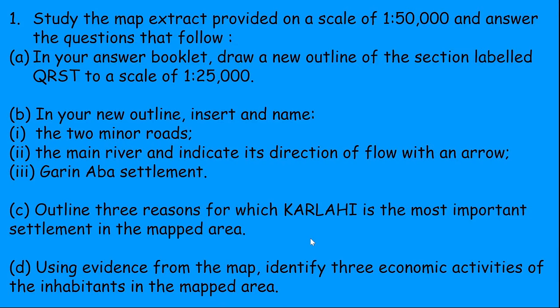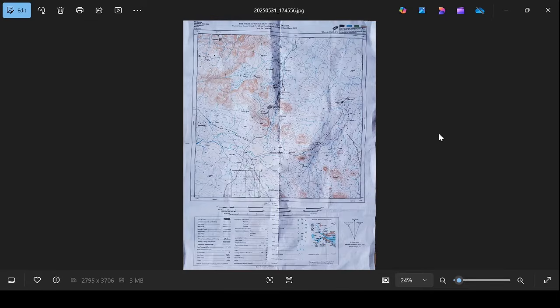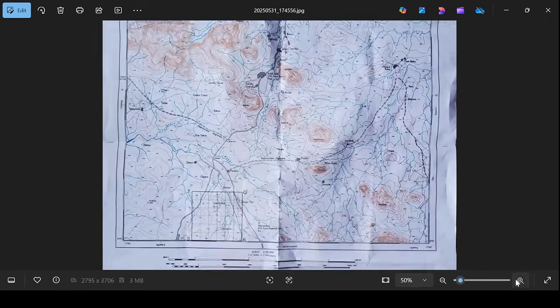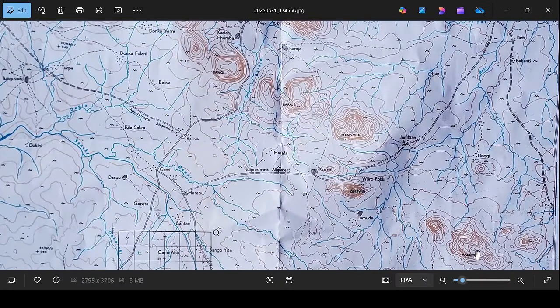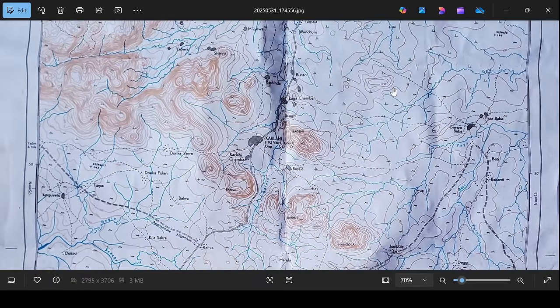So that means we're going to be given a map with a scale of 1:50,000. I'm going to redraw a section to 1:25,000. So now I want you to be thinking whether it's going to be a map enlargement or reduction. But before that, let me show you how the map looks. So now this is the whole map, and let's zoom in and see from the top.